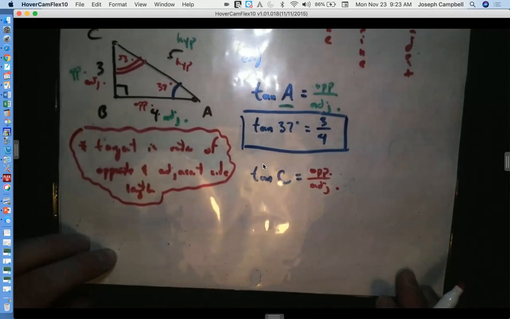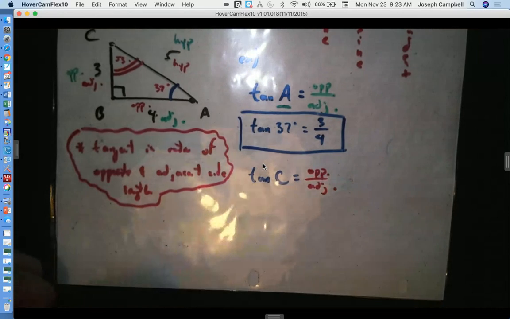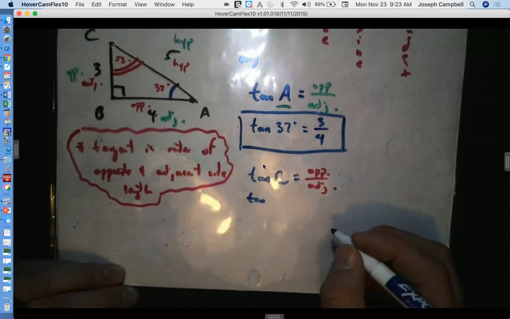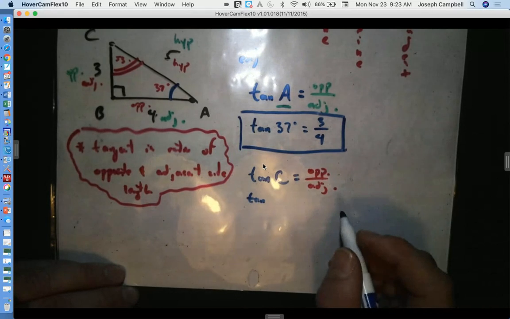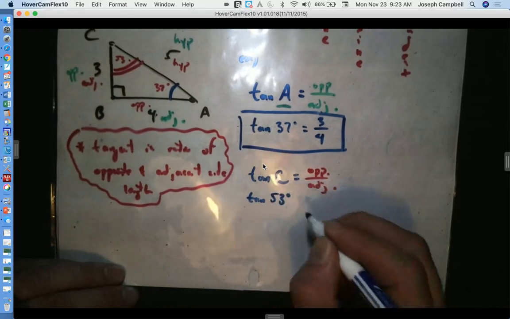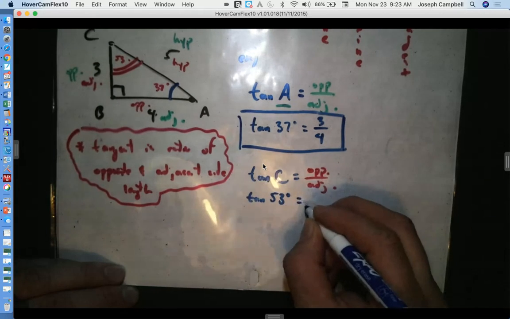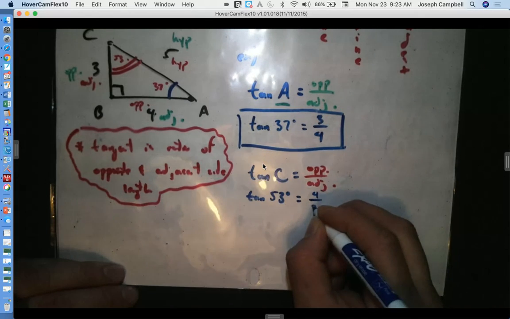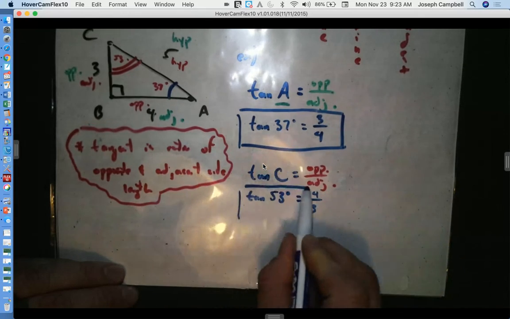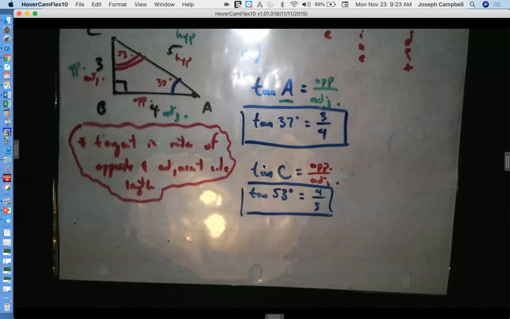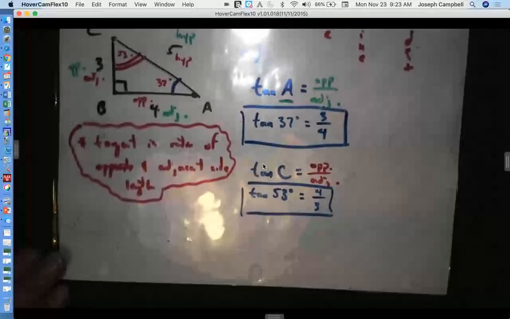So what is tangent of C? Well, we don't even have to know what C is, but in this case, I do. It's 53 degrees. That's equal to the ratio of the opposite side, which is 4, to the adjacent side, which is 3. And you can throw these things into your calculator and actually get these answers if you'd like. So that's really all it is, guys. It's just the ratios of the side lengths.